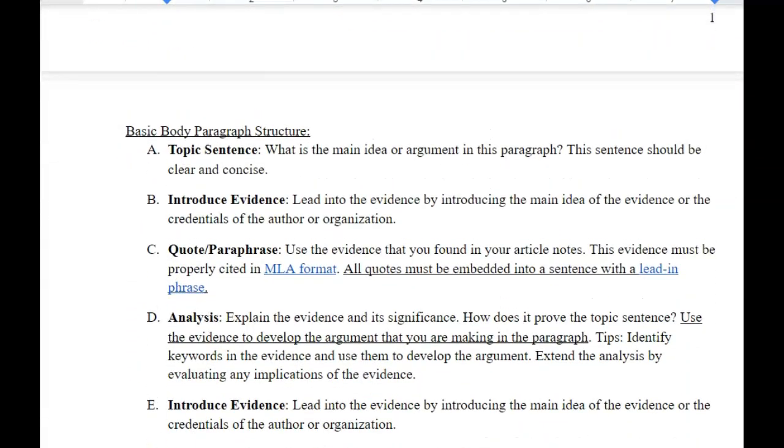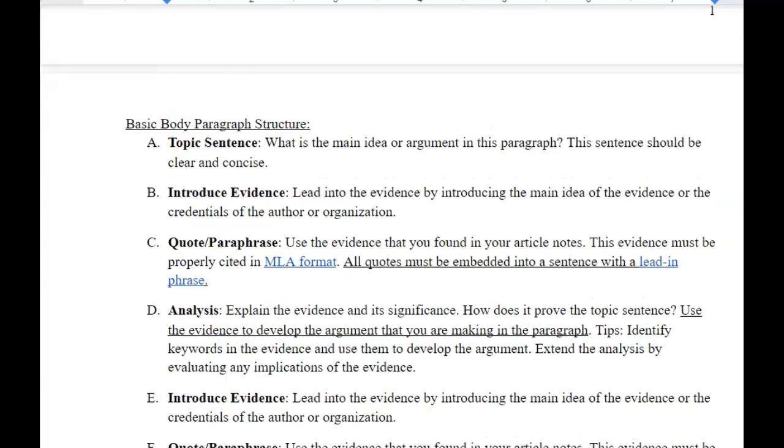Here's the basic body paragraph format. You'll have a topic sentence, which you basically copy from part of your thesis statement. It should be one of your thesis ideas mentioned in the thesis statement. Introduce your evidence, quote or paraphrase. Make sure it's properly cited again in MLA format. If you use a block quote, make sure that's cited properly. And also make sure you have embedded lead-ins. That's why we had you get information about the source of the author.